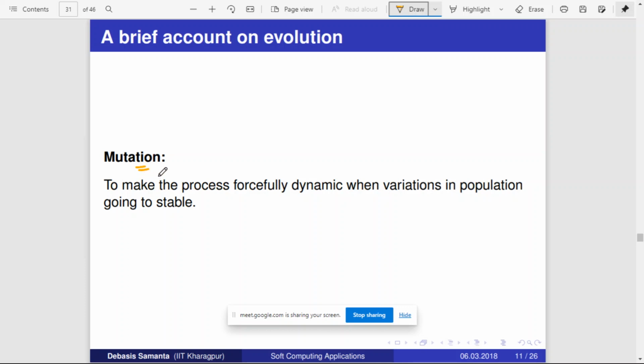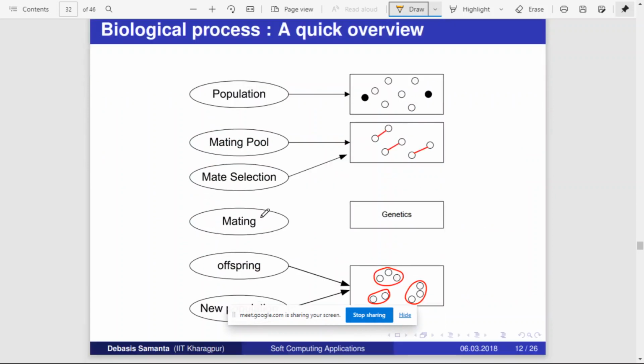The environment, in the sense, can be physical, or it can be anything. For example, if a particular animal is exposed more to sunlight, then its genetic code may vary to some extent. That process is called mutation. Or if a particular animal is exposed more to cold, then its genetic code may vary, right? Okay, so this is a brief view about genetics.